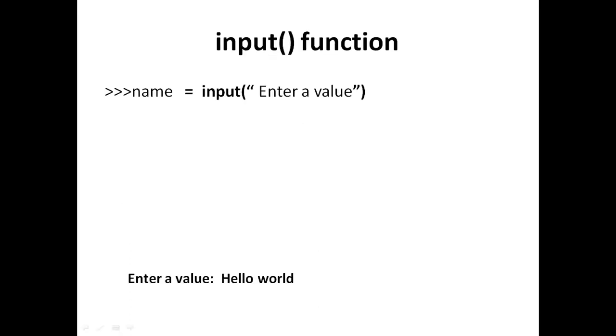Here "Enter a value" is a prompt string. So as soon as you hit enter button, this string will be displayed. "Enter a value" and it will wait or prompt you to enter something. Suppose you write hello world. So what happened, this hello world string will be assigned to this variable name. This will be assigned here.